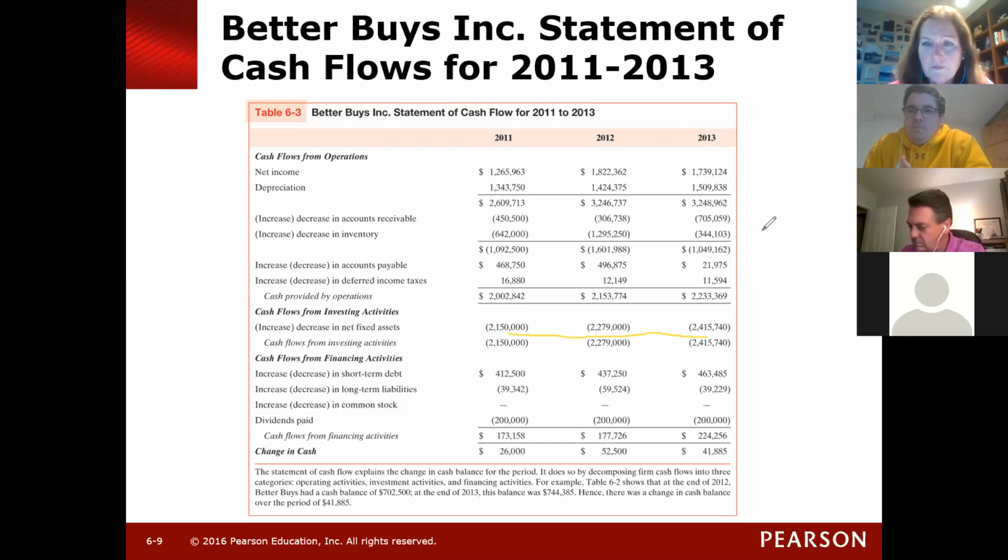Anybody else? Yeah. Their accounts receivable, from 2012 to 2013, increased dramatically, right? And their accounts payable decreased as well, but that means that they're lending more credit to consumers. They're not collecting, so their cash flow could run into problems. Excellent. That's a use of cash. They're tying money up in accounts receivable. Yeah, I want to know why.